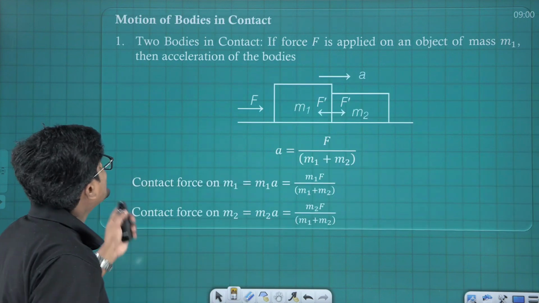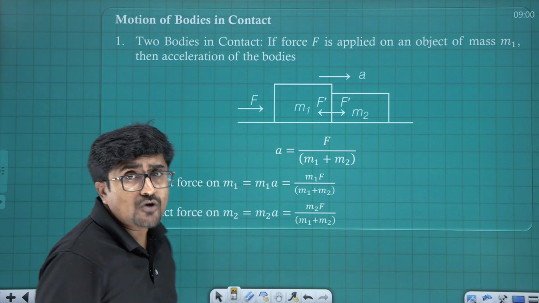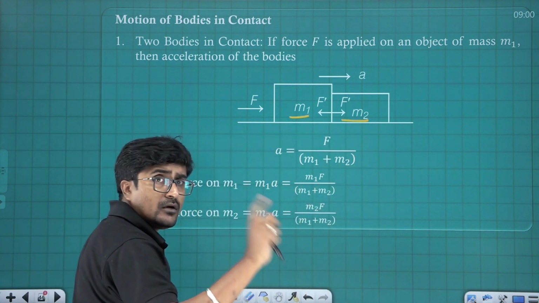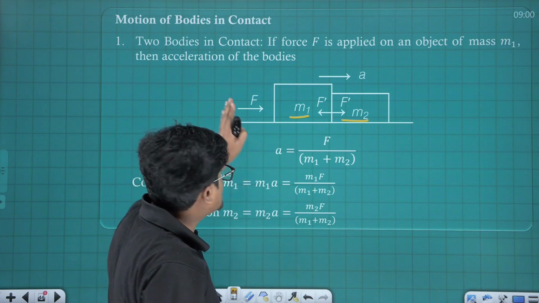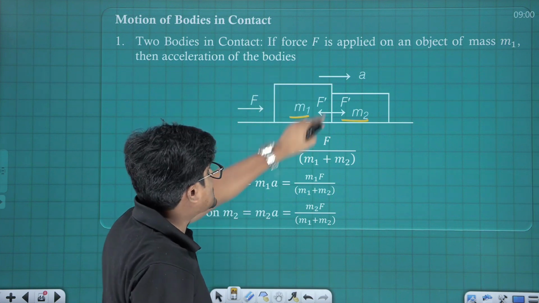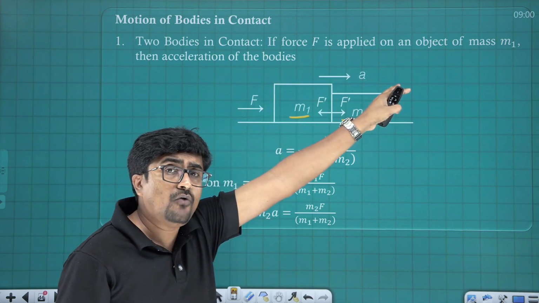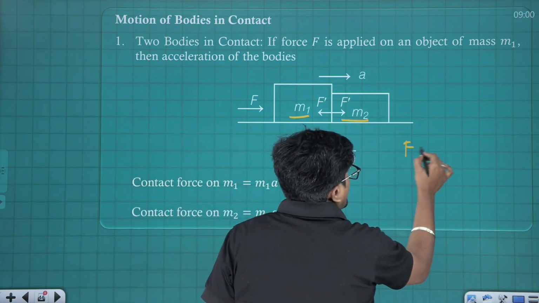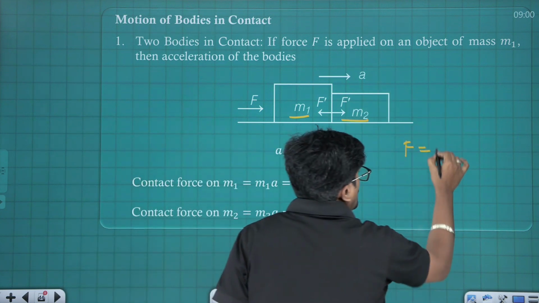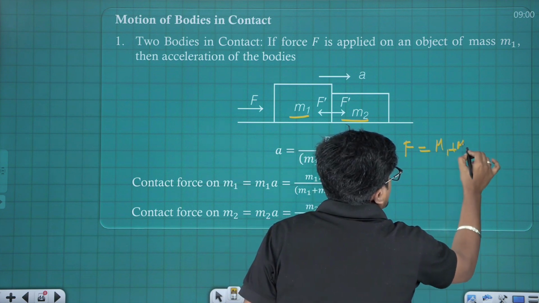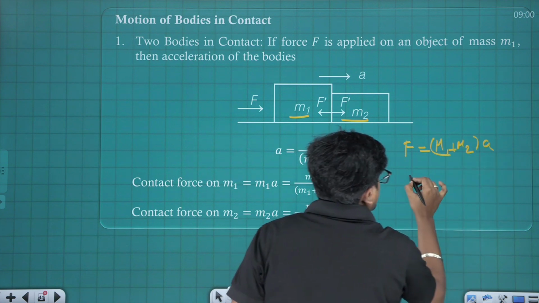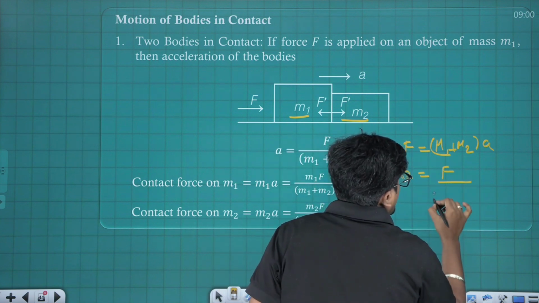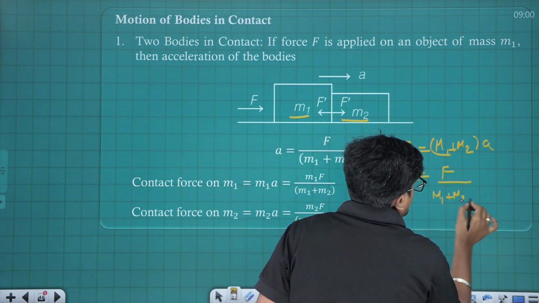Okay. Next is bodies in contact. So here I have got M1 as well as M2 in contact, and an external force F is applied, and the system is moving towards the right with an acceleration of A, isn't it? So I can have the final expression as F is equal to M1 plus M2 into A. So here the acceleration experienced by the body is going to be F upon M1 plus M2.